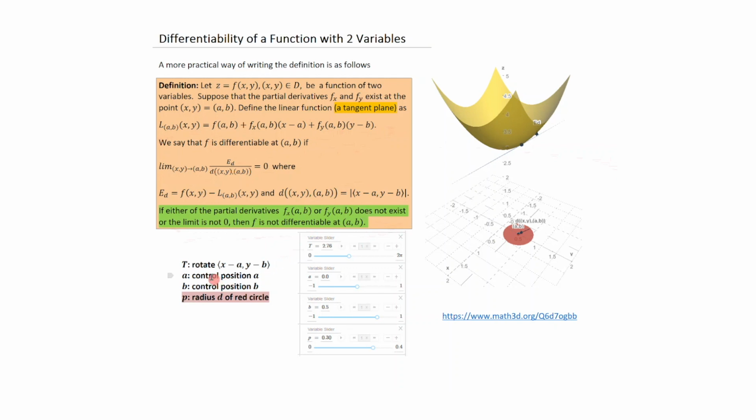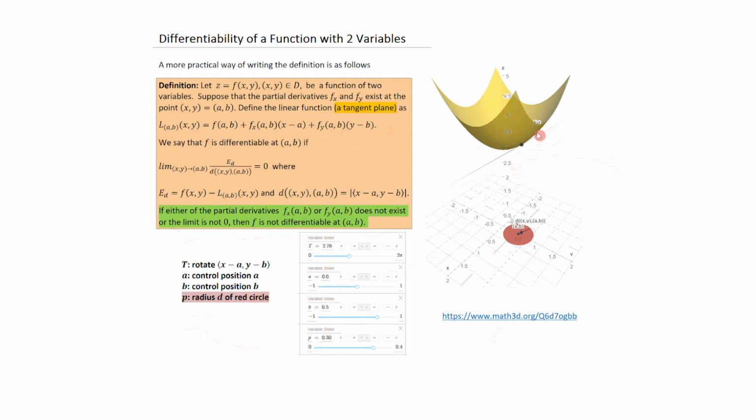And again, here you have different things you can control. a controls the position of a, b controls the position of b. So that's the x and the y coordinates. P is the radius of the dotted circle, and t rotates this black arrow around. So effectively what you're doing is approaching from different directions. If you look here and extrapolate up, this is the point a, b at which this is a tangent plane. You can barely see it here, but if you click here, you'll be able to rotate it and see the tangent plane.